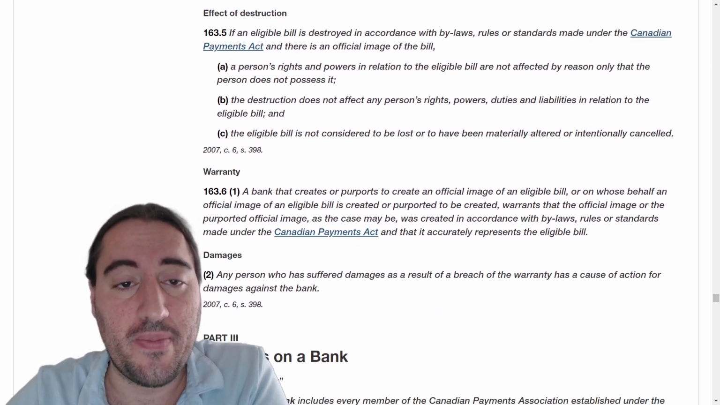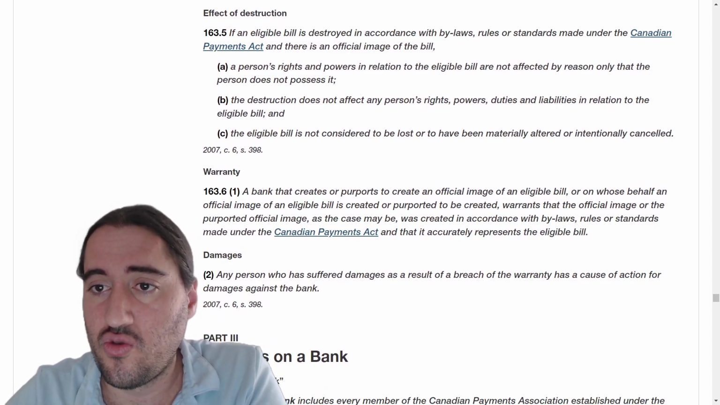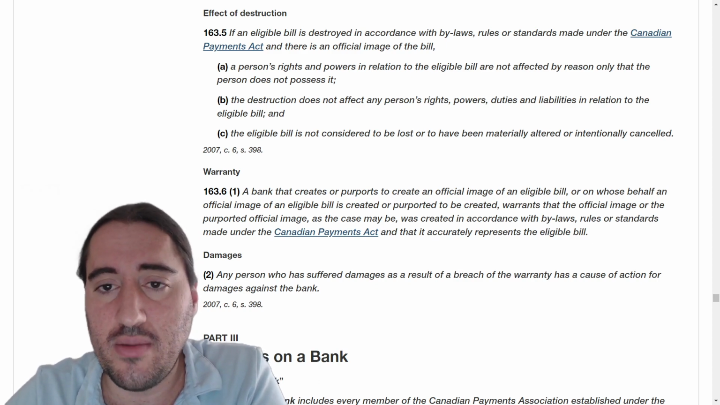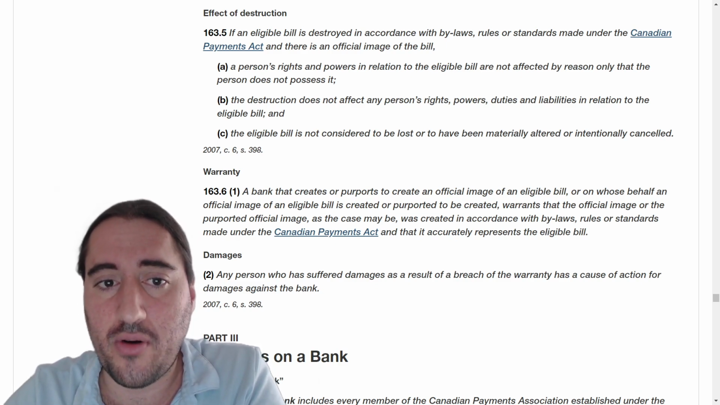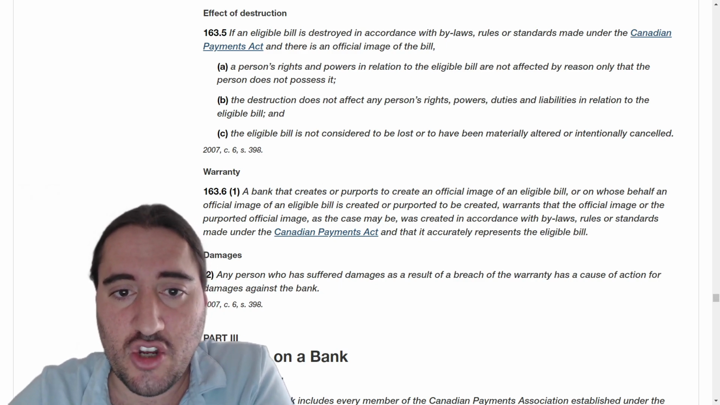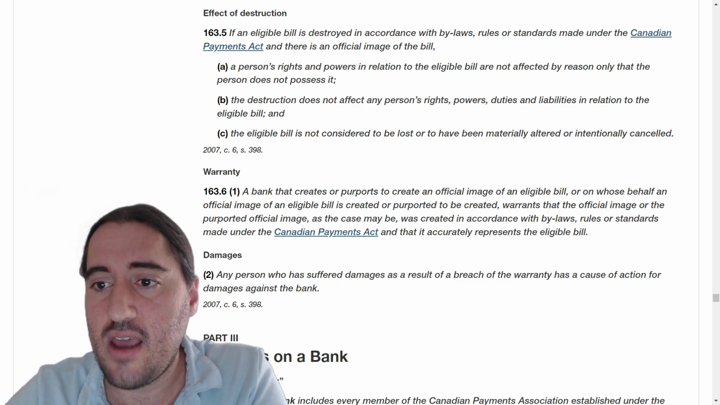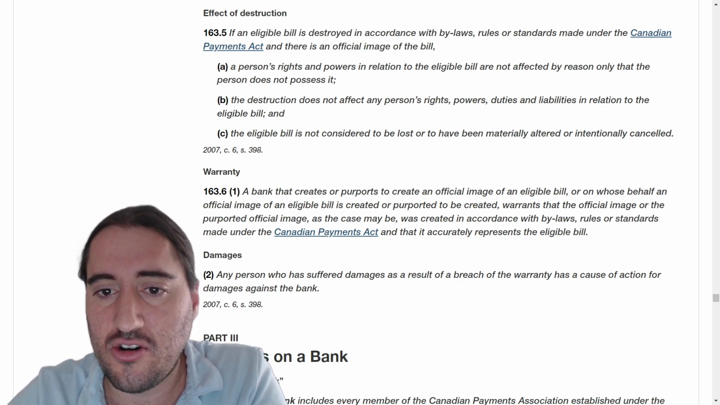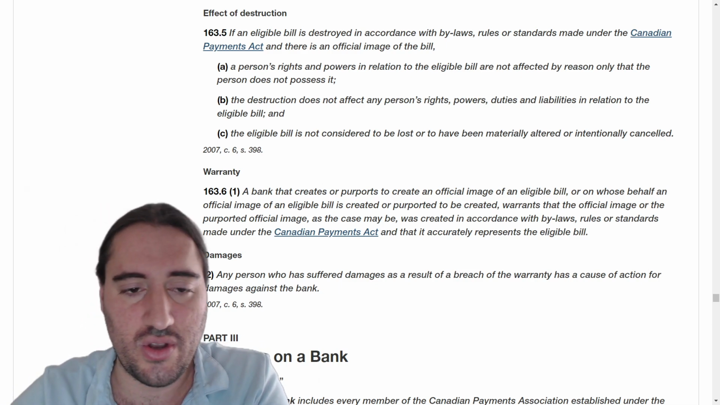Effect of destruction. If an eligible bill is destroyed in accordance with bylaws, rules, or standards made under the Canadian Payments Act, and there is an official image of the bill, (a) a person's rights and powers in relation to the eligible bill are not affected by reason only that the person does not possess it; (b) the destruction does not affect any person's rights, powers, duties, and liabilities in relation to the eligible bill; and (c) the eligible bill is not considered to be lost or to have been materially altered or intentionally canceled.